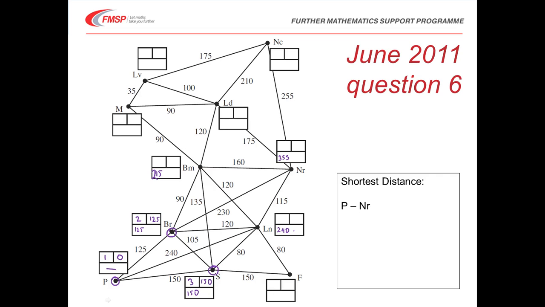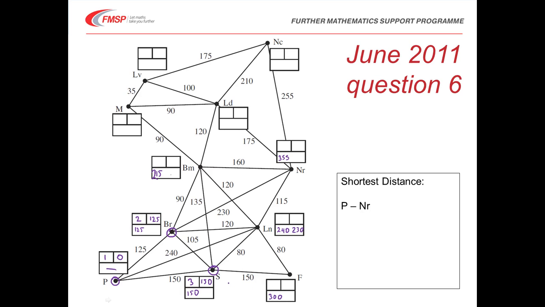Okay, so I'm now at S. Where can I get to from S? Don't go to any of these points that have already been permanently labelled, but I can go to BM. 150 plus 135, well, that's going to be 285. No, I don't want to put that in because I've got a better value of 215 already in there. So 150 plus 80, that's 230. Yes, I will write that in over here. And then 150 plus 150, 300.